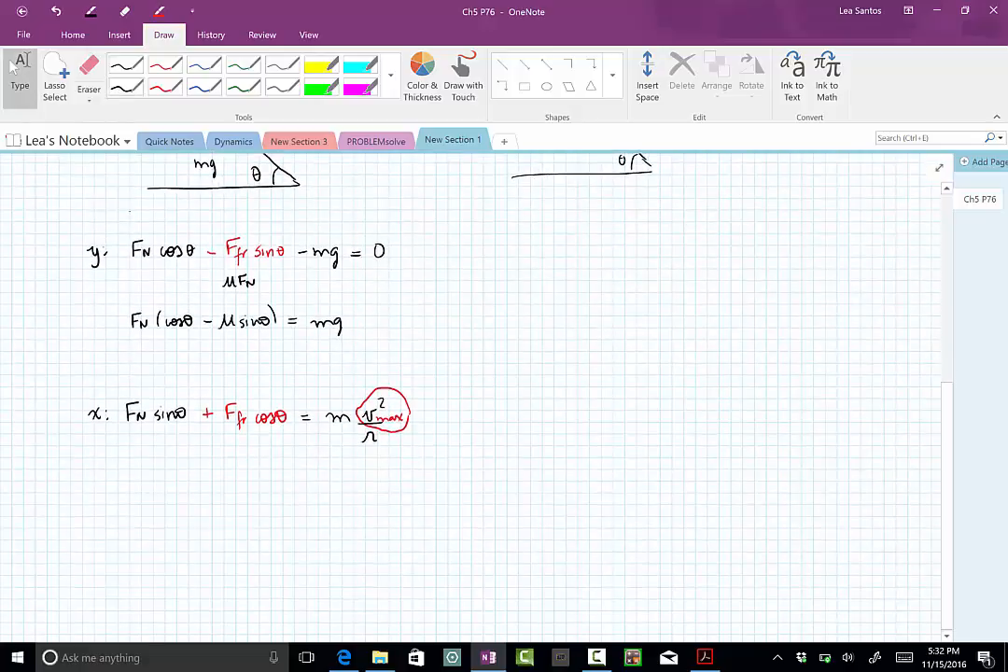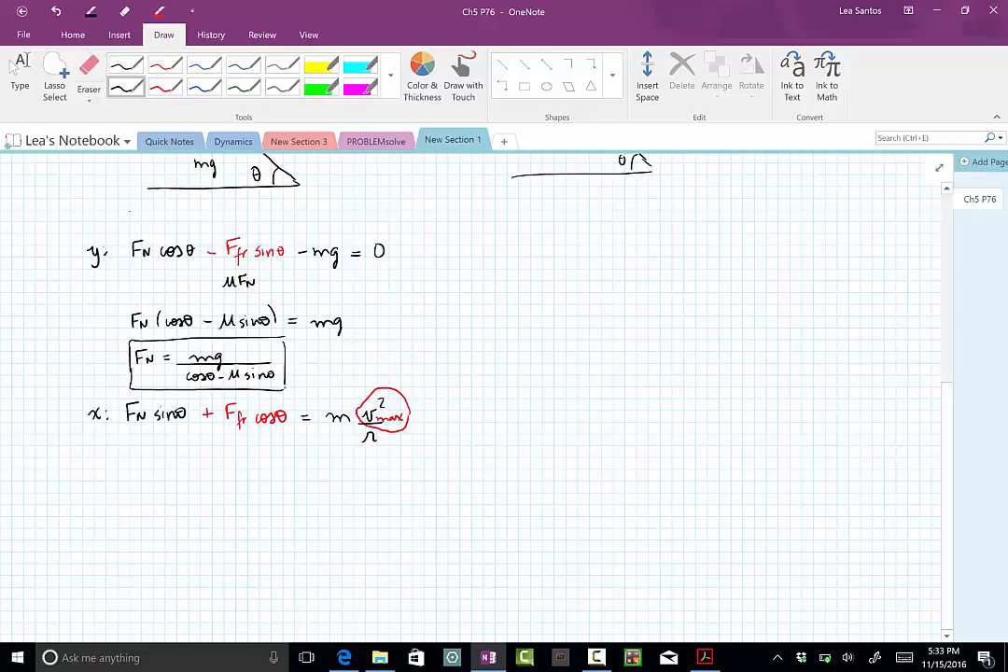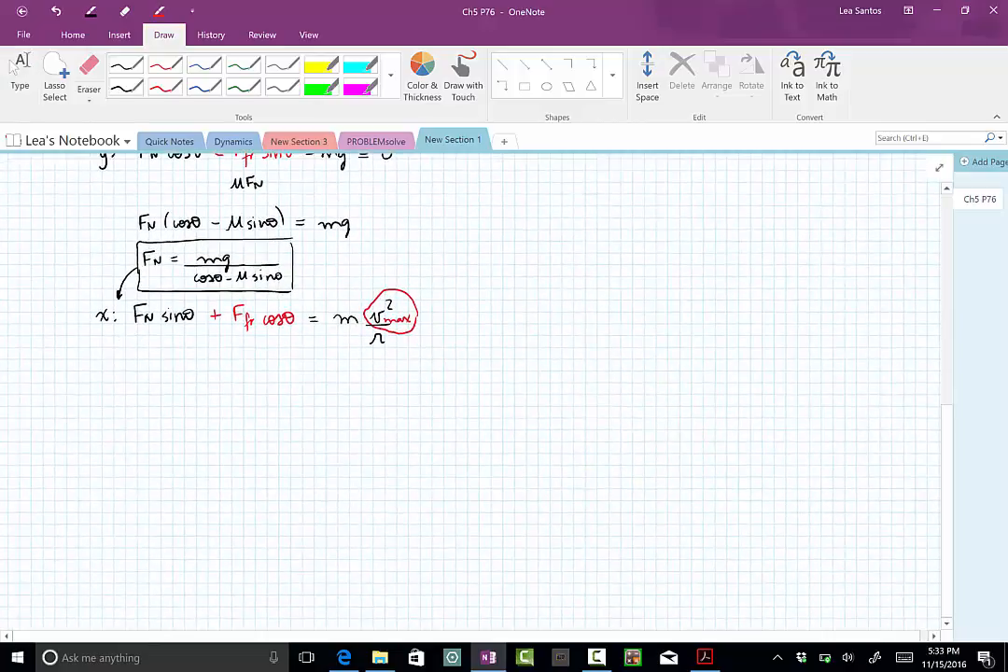So now I isolate Fn. Fn is equal to mg divided by cosine of theta minus mu sine of theta. Very good. Let me isolate this. I isolated Fn. Let me keep this in a box. And I'm going to use this now in the x equation. Okay, let me go for the x equation.